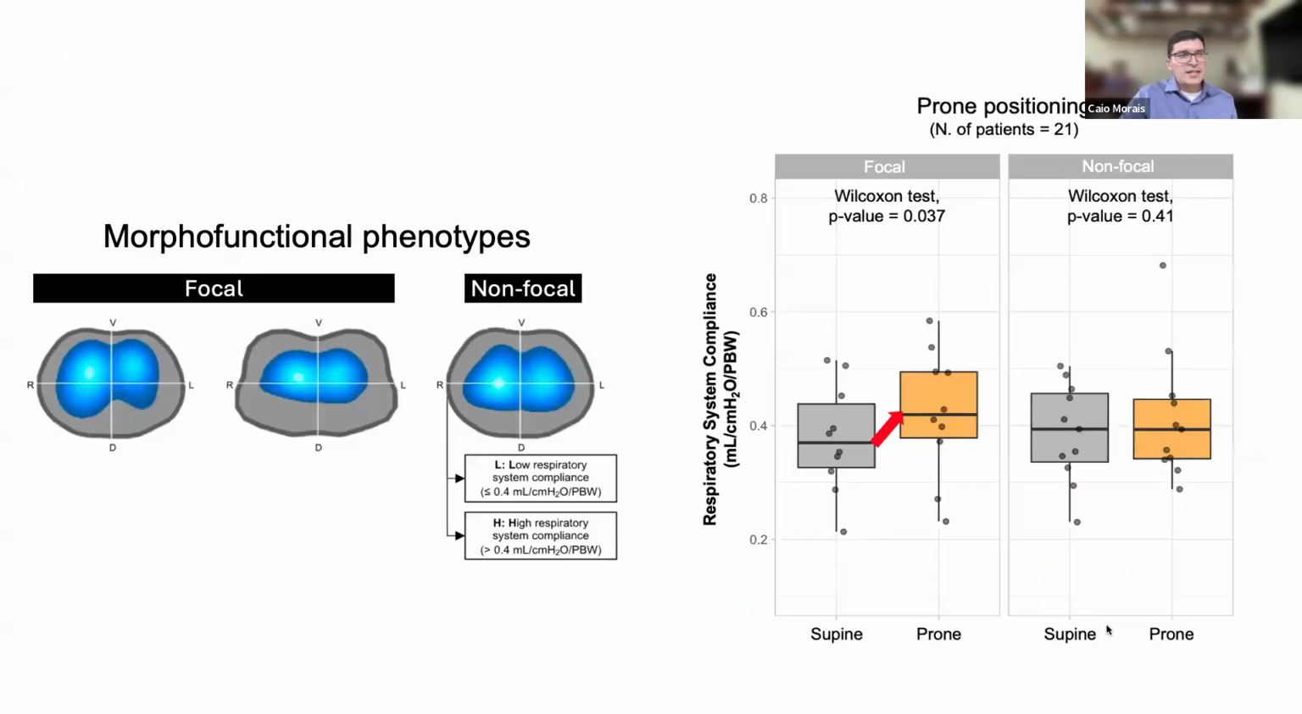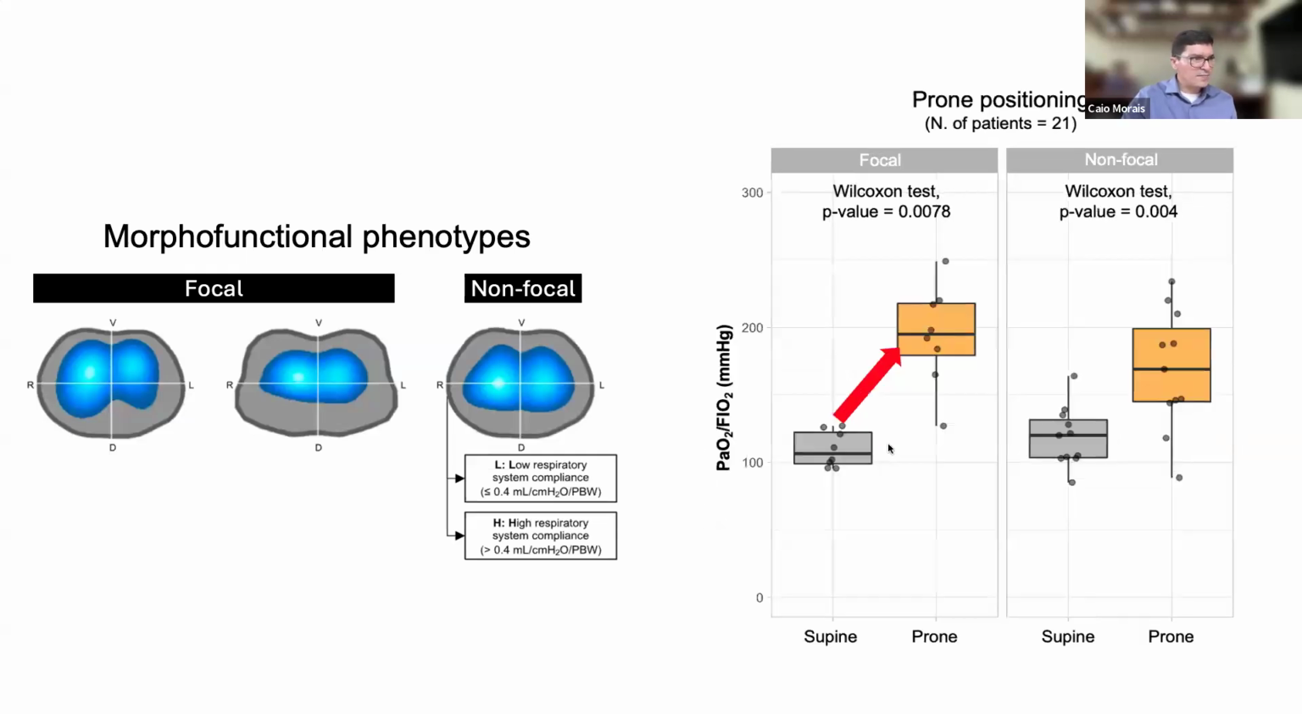And then we decided to compare the prone positioning effect in patients with focal and non-focal disease, dividing the patients according to the morphofunction. And look at this interesting result. When we have non-focal patients, the effect in respiratory compliance from supine to prone is the same. But when we have focal patients, who would be more responsive to this intervention, we have a significant improvement in compliance after pronation for focal disease.